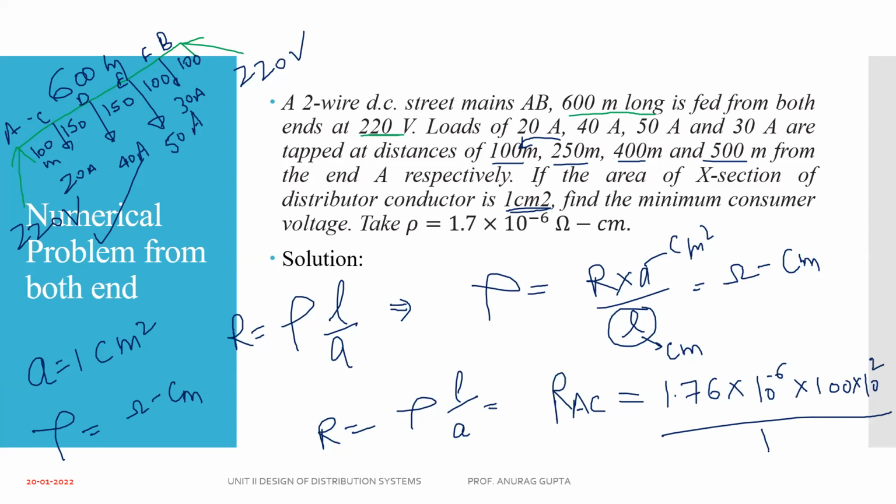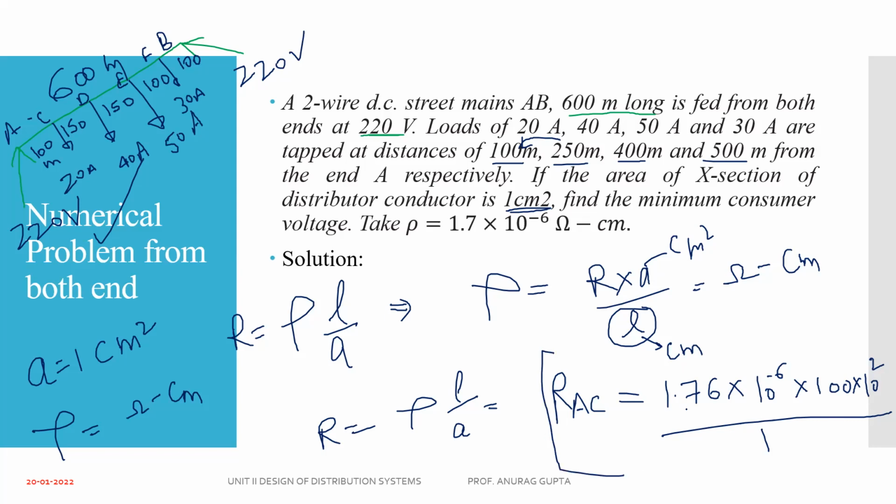Clear? Find the minimum consumer voltage. So they are finding the minimum consumer voltage, or we can say the potential at the minimum point. Clear? The point of minimum potential, they have to find. In this numerical, we have to find the potential at the point of minimum potential. So hopefully you are capable of finding RAC.